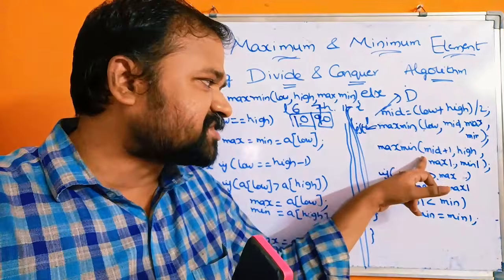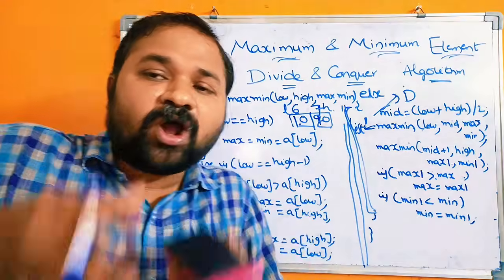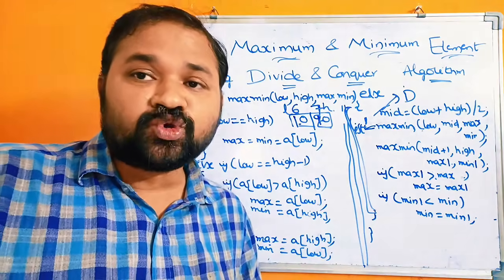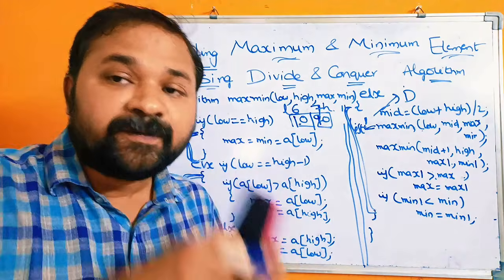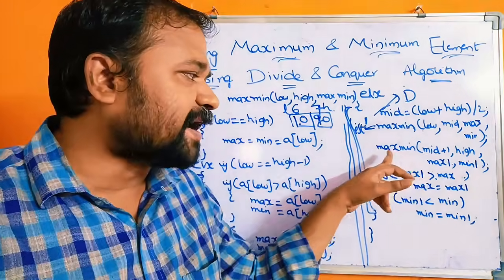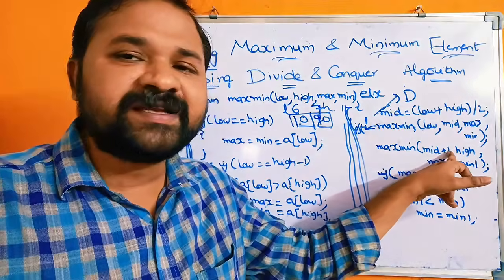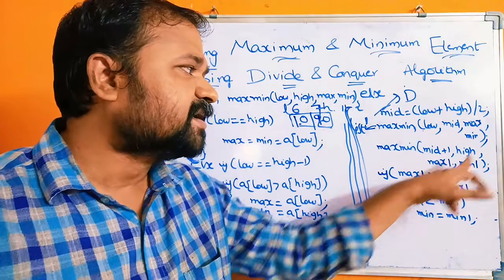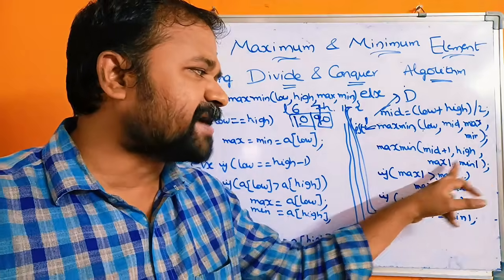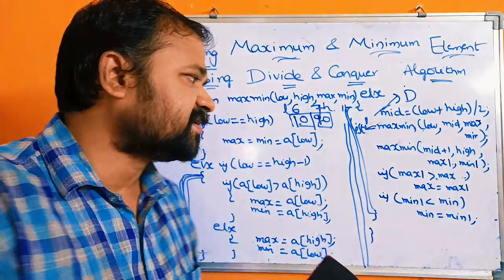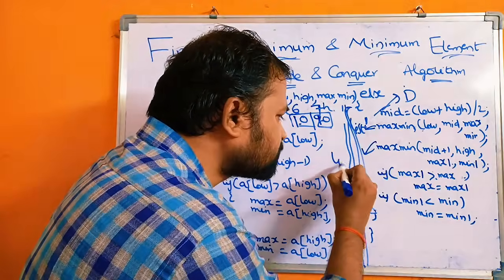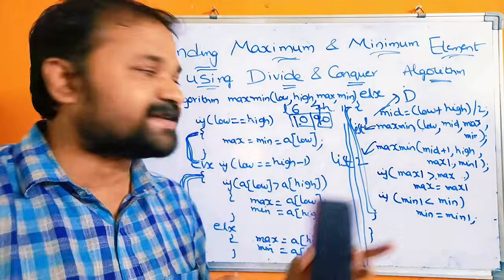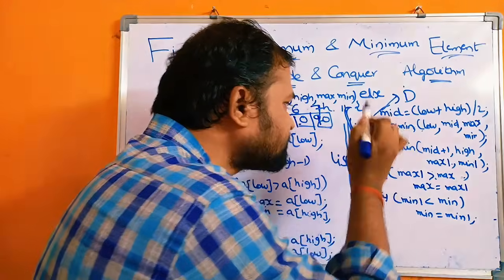Next, let us see the next step. What is the next step? Solving list 2 recursively. List 2 contains the elements which range from mid plus 1 to high. So max min of here, low value means mid plus 1, high value means high. Here, in order to eliminate confusion, in place of max we are using max 1, and in place of min we are using min 1. So this is for solving list 2. In order to solve list 2 recursively, we are using this step as well as this step.